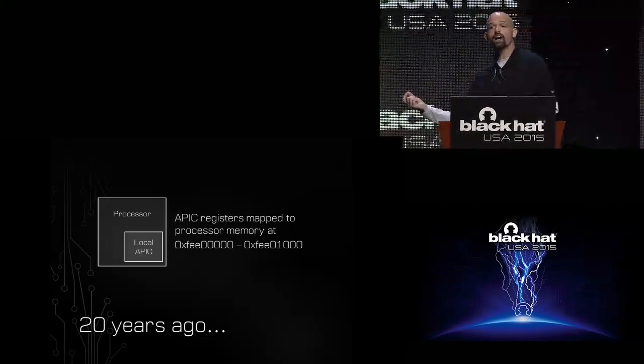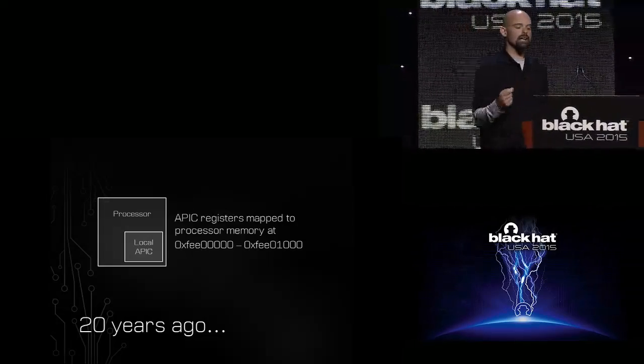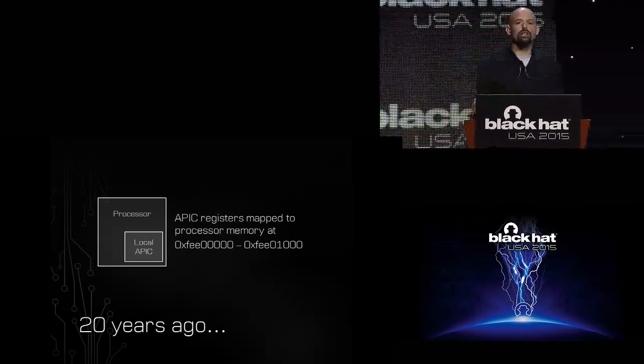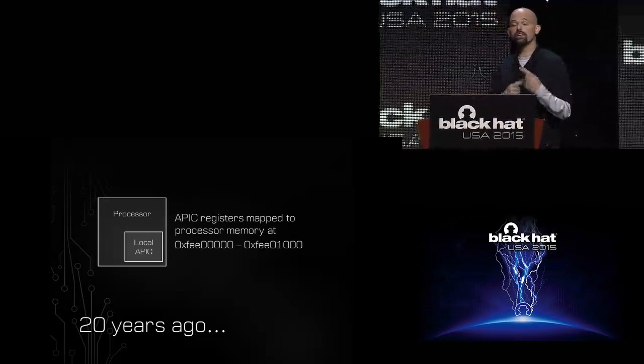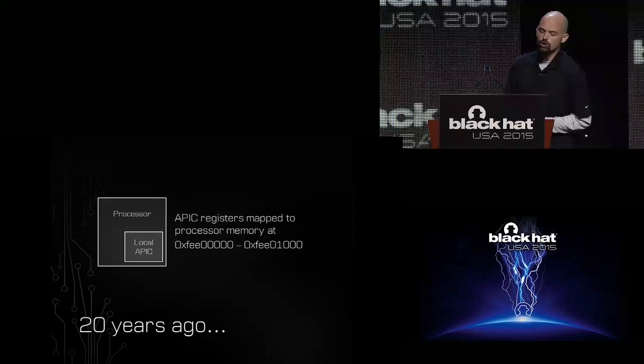We no longer have to use I/O instructions to communicate with the local APIC. We can now use MMIO, memory mapped I/O, for communicating with the local APIC, which means we can configure and communicate with the APIC way, way faster than we ever would have been able to before.